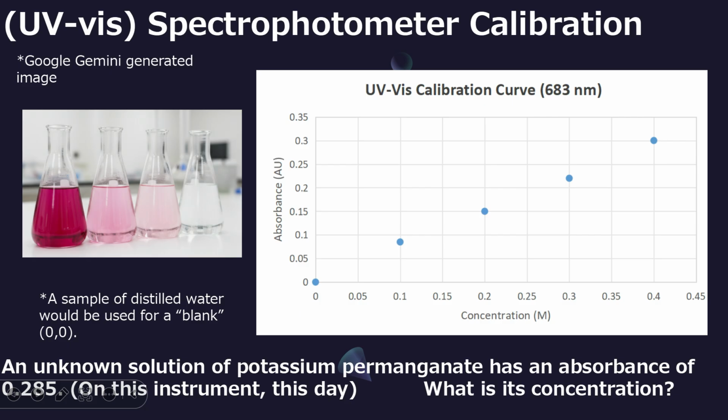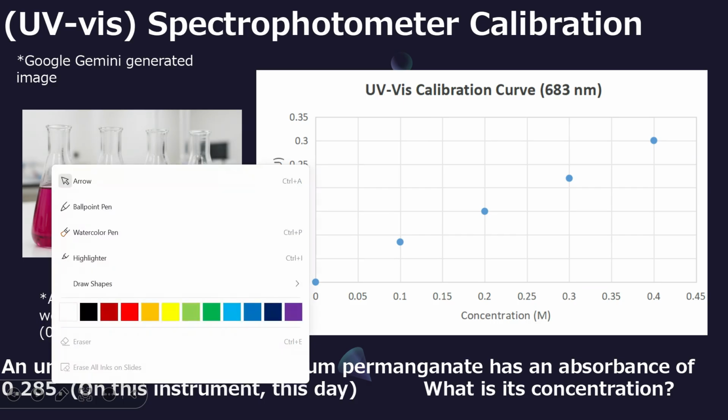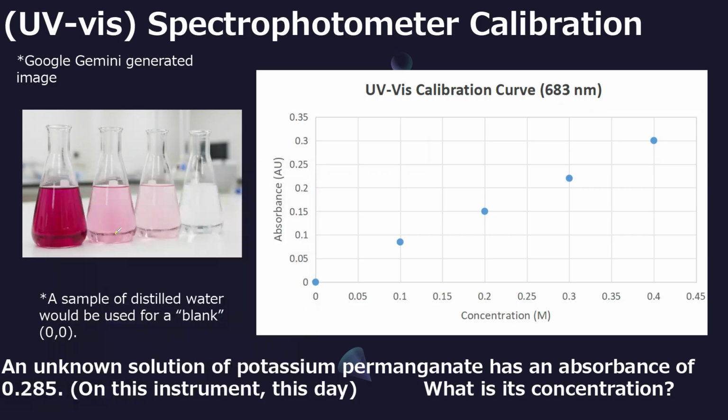An unknown solution of potassium permanganate has an absorbance of 0.285 on this instrument on this day. What's its concentration? Well, just looking at our calibration curve for this day, 0.285 is around here, so bam, it's going to hit our straight line of best fit around there somewhere, so about 0.35 mol per decimeter cubed, we could say. So that's how a basic instrument like this works and how you would calibrate it every day. You have to prepare these solutions, which are 0.1, 0.2, 0.3, 0.4 mol per decimeter cubed. That's what all these points represent.